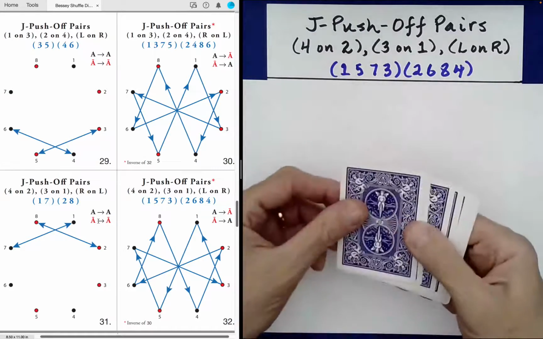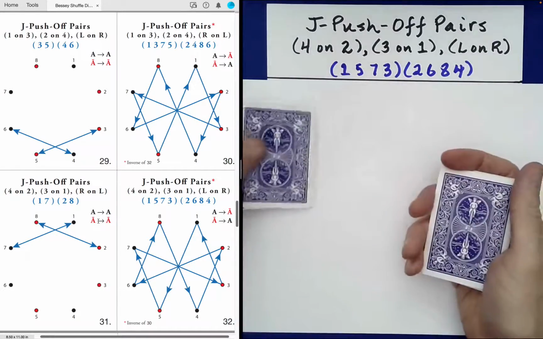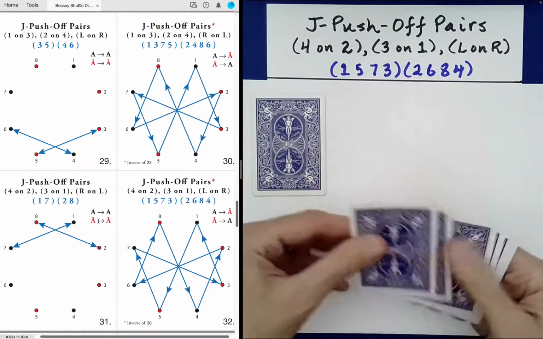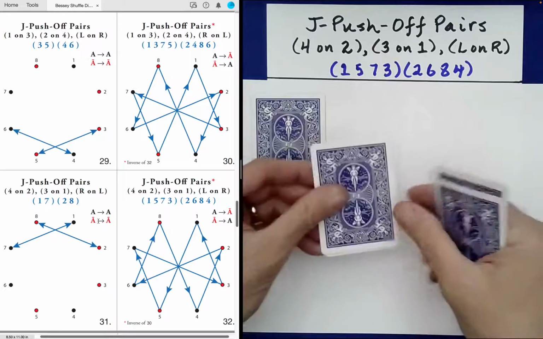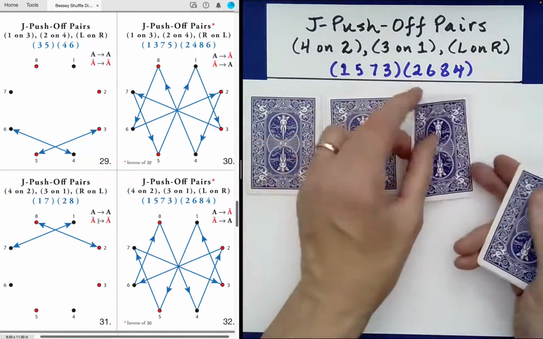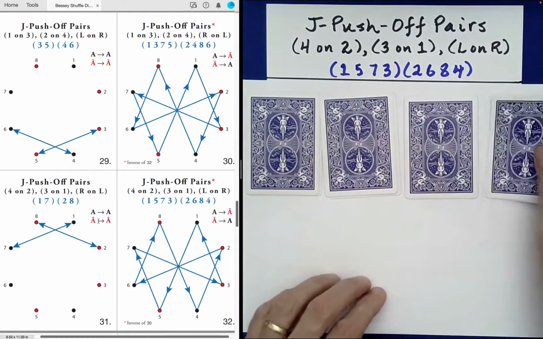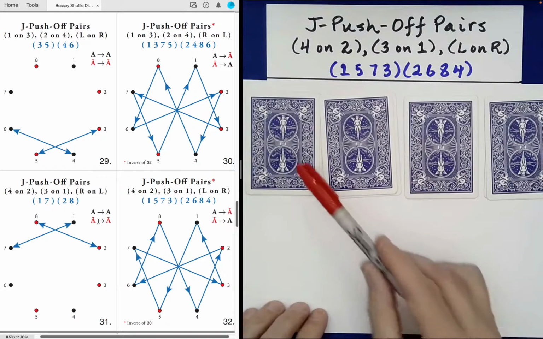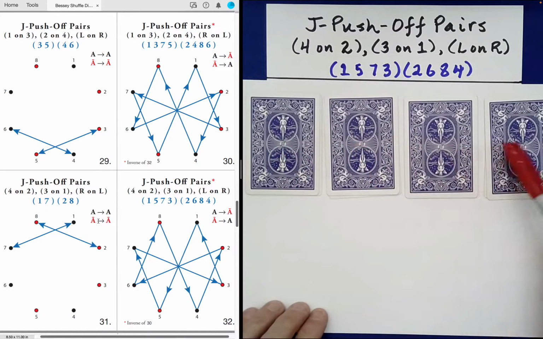Push-off pairs is where you just push off the top two cards without rearranging the order of those two cards relative to each other. You push off the next two. You push off the next two. Finally, that leaves us with 2 that would make up the fourth pile. So we have piles 1, 2, 3, and 4.